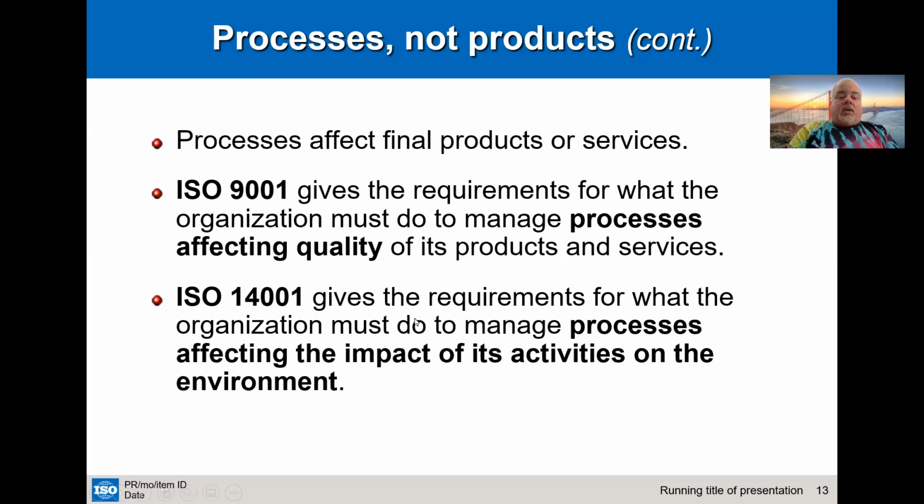14001 gives the requirements for what the organization must do to manage processes affecting the impact of its activities on the environment. So we already have regulations in place through the EPA, through the California Air Resources Board, through regional water control districts, through all kinds of agencies that tell us what we can or can't do, what we must do in order to comply with environmental laws and regulations. But this goes beyond the minimum. The laws and regulations are the minimum threshold. You have to do this to be in business or you are in violation of the law.